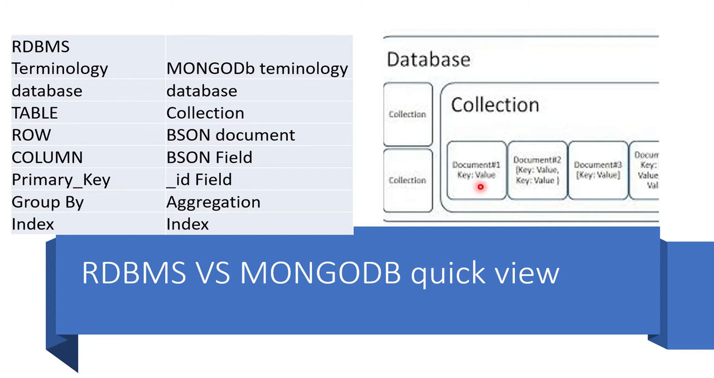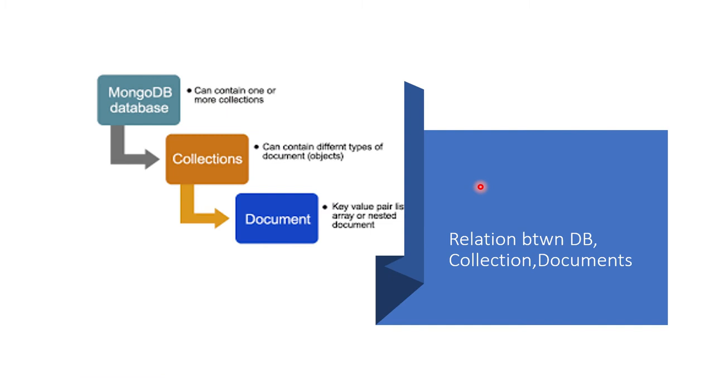So this is a quick overview or kind of difference between MongoDB and RDBMS terminology. You can see again, this is a pictorial view of MongoDB. At the top, you have MongoDB database. A database will have n number of collections, and the collections will have n number of documents.